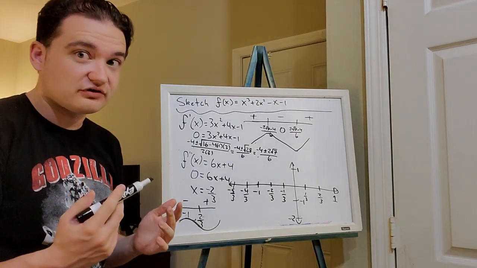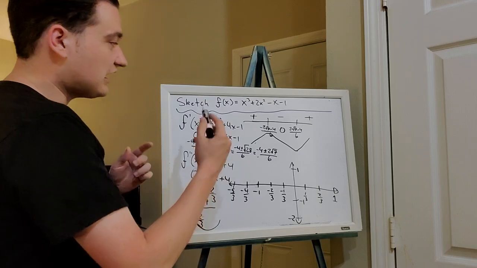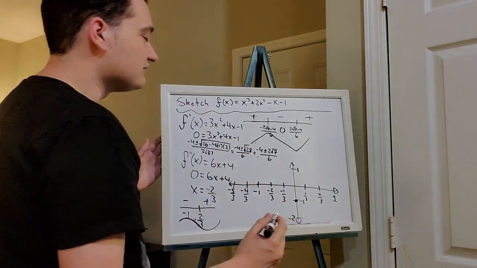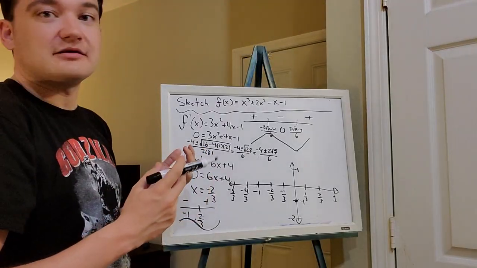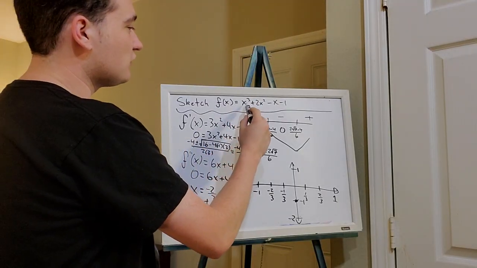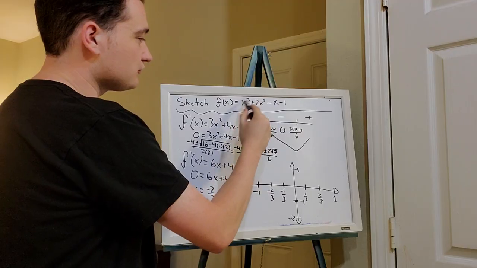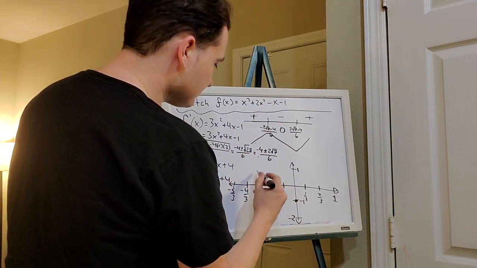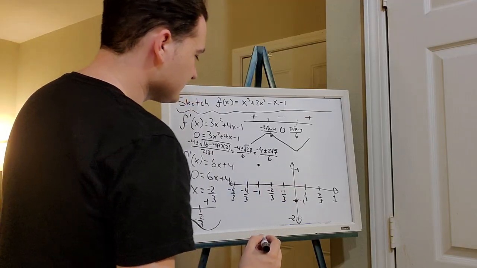So let's graph some points we know. F of 0, negative 1. Negative 1 is going to be easy to plug into this. We have negative 1 plus 2, so this is 1. Minus negative 1, that's going to be 2, minus 1, 1 again. Okay, so it's going to be, whoop, up there.